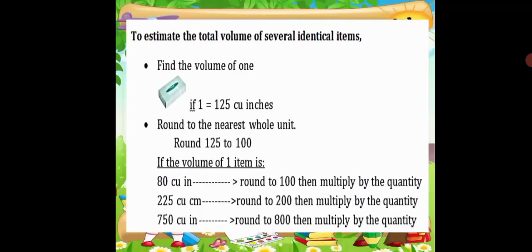To estimate the total volume of several identical items, find the volume of 1. If 1 is equal to 125 cubic inches, round to the nearest whole unit. Round the 125 to 100. If the volume of one item is 80 cubic inches, round to 100, then multiply by the quantity. If 225 cubic centimeters, round to 200, then multiply by the quantity. If 750 cubic inches, round to 800, then multiply by the quantity.